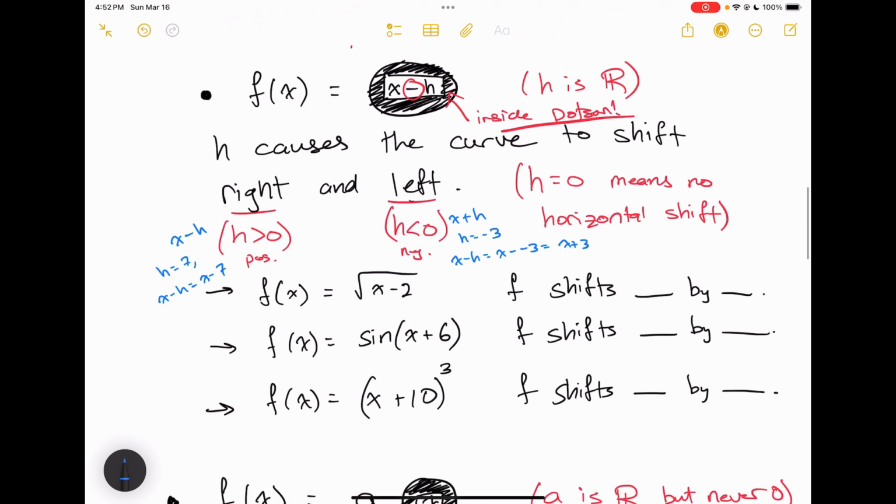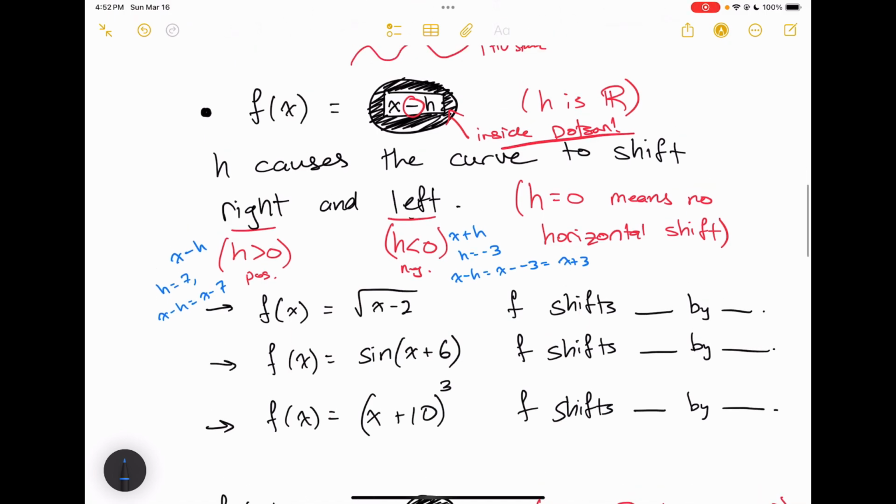Let's go back here. A couple more examples. For the square root example, once again, it looks like this little arm reaching over right here. But this time, the minus 2 is happening from within. It's happening before we apply the square root. So in this case, since it's x minus h, it's this situation here. So we're going to move to the right by the number we're dealing with, which is 2. So it's by 2 spaces.